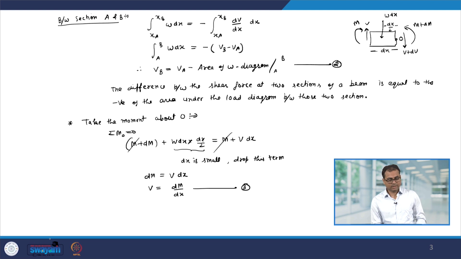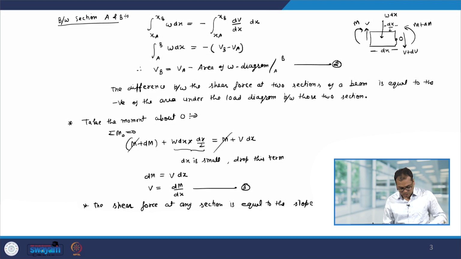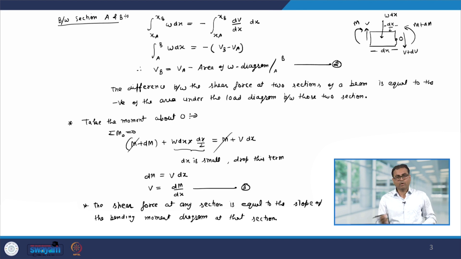Let us call this equation number 3, and this equation implies that the shear force at any section is equal to the slope of the bending moment diagram at that section. Okay, because dm by dx is the slope of the bending moment diagram.